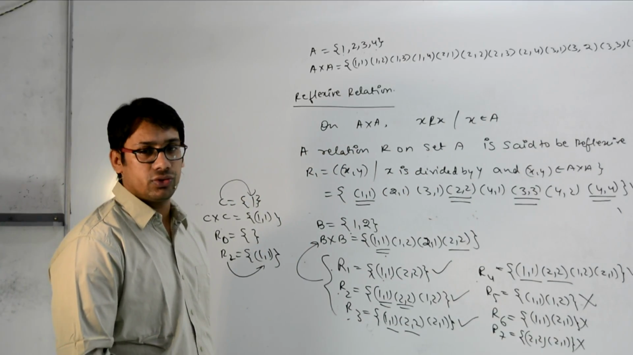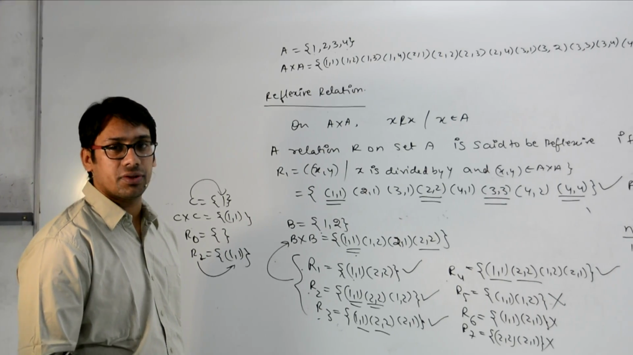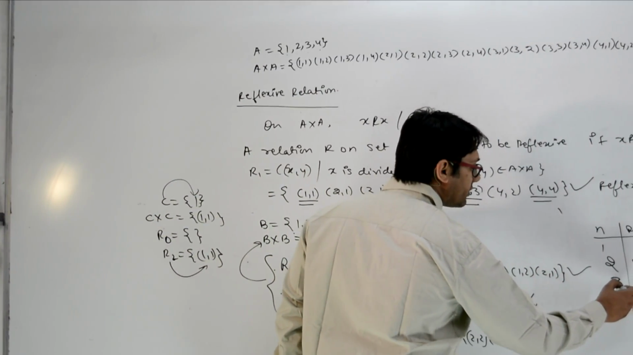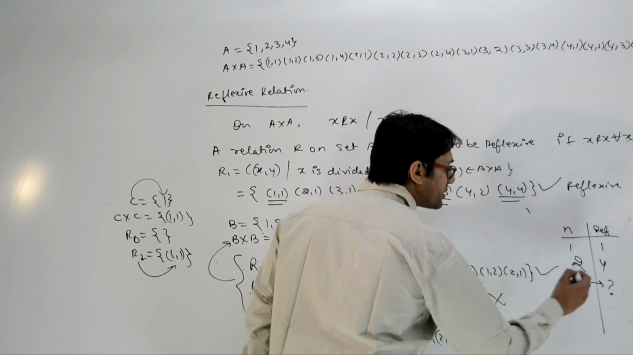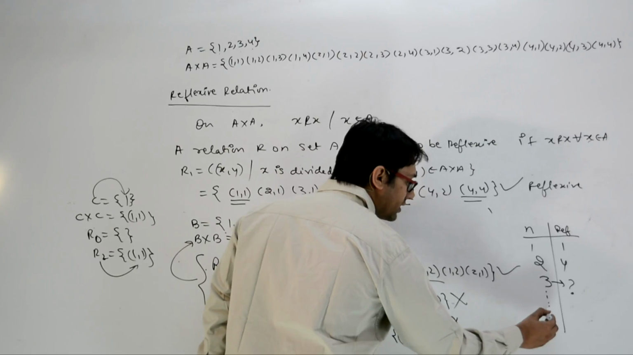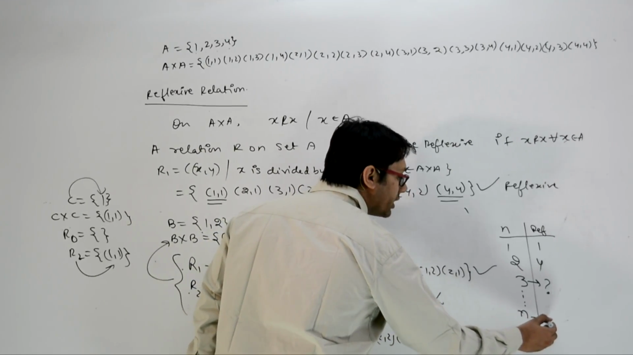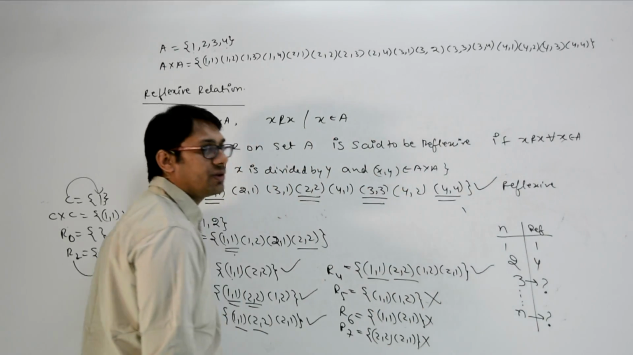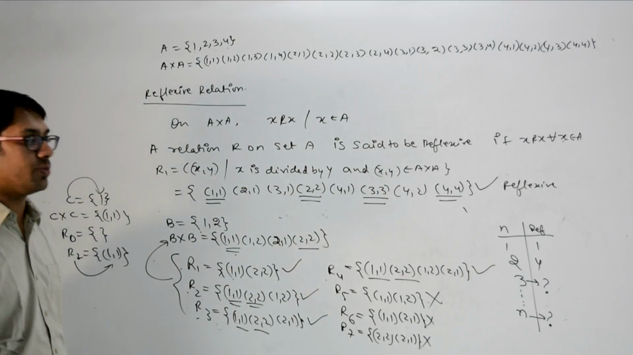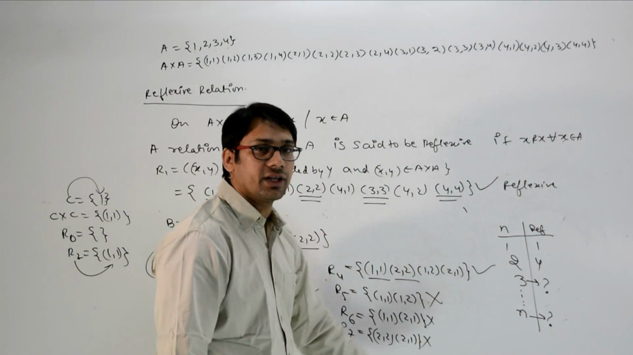So you check this. It is very simple. Now my question is, if a set is containing 3 elements, then how many reflexive relations should be there? At the same time, if a set is containing n elements, then how many reflexive relations should be there? Try to answer this question. How many reflexive relations should be there for a set which is containing n elements?